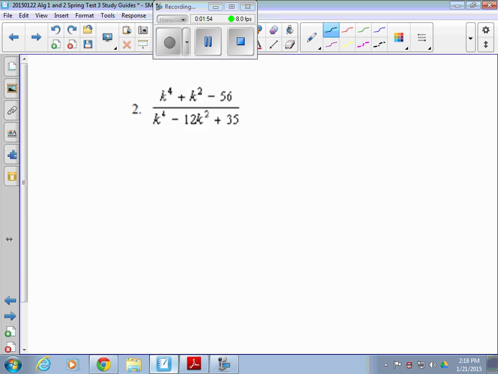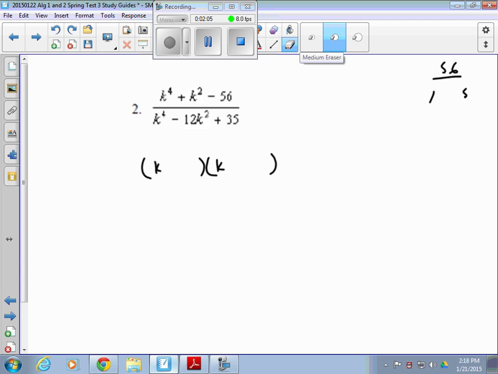Same thing with this one. We try to go a little bit quicker with this one. You have k times k to give you k squared. 56 is 1 and 56, 2 and 28. 3 is not going to go into it. 4 is going to go into it, and it's going to go into 56 fourteen times. 5 doesn't go into it, 6 doesn't, and then 7 and 8.